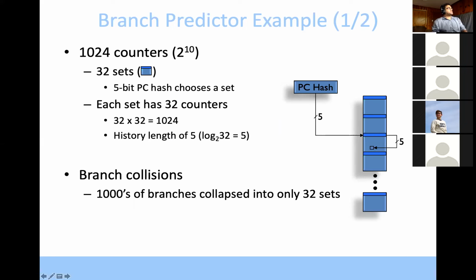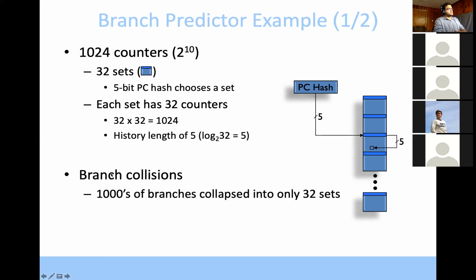So let's assume that you had 1024 counters, 2-bit counters. You could split it in a couple of ways. One way that we're looking at here is if you used a 5-bit PC hash to choose a set, right? So you use 5 bits of the PC to choose a set, and then within that set, there are 32 counters, 2 to the 5, 5 bits, and so you're using a history length of 5, right?